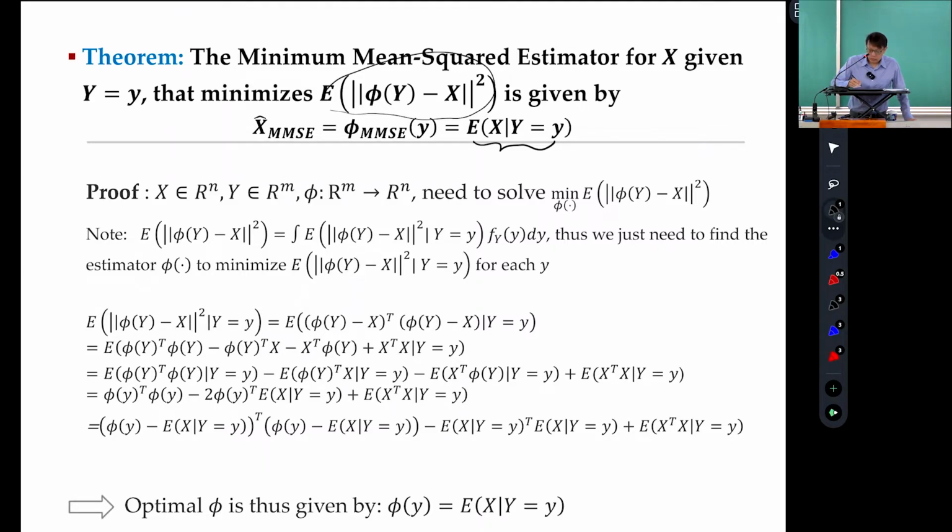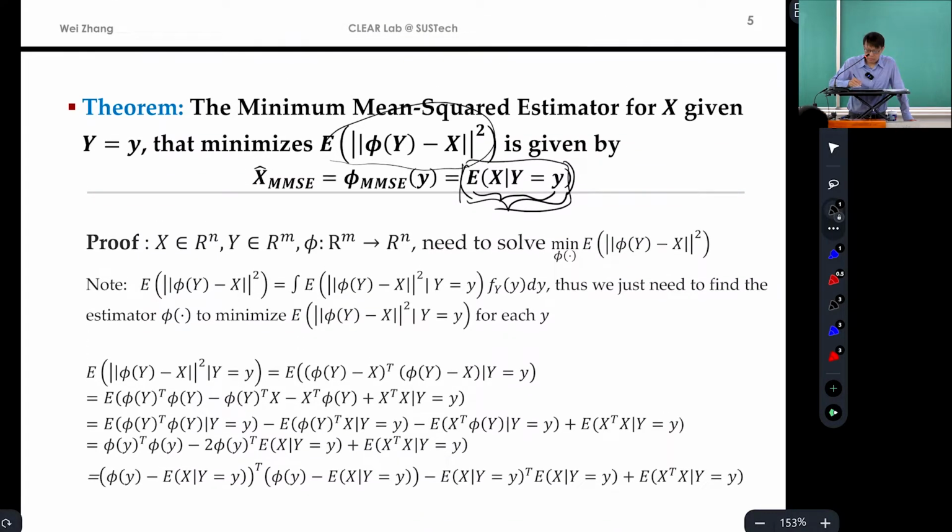Okay, so Yuntian, I will ask you. How do you explain this formula? What is this term? When capital Y is small y. Okay, yeah. Let me be more precise. So when Y is y, X given Y equal to y, what does this symbol mean?